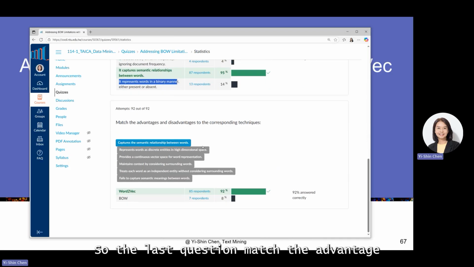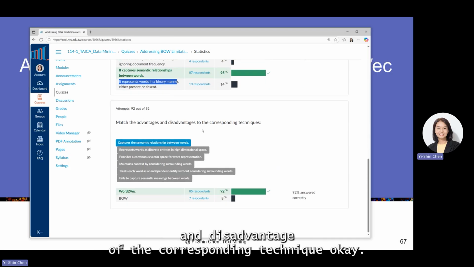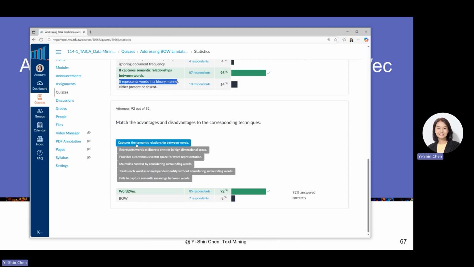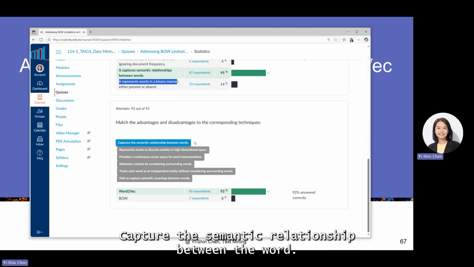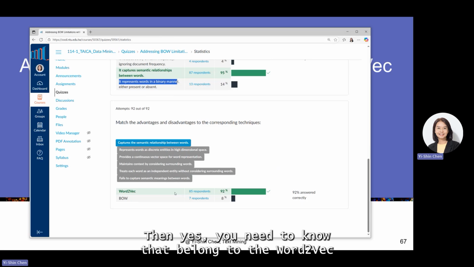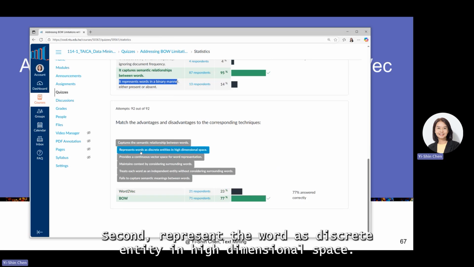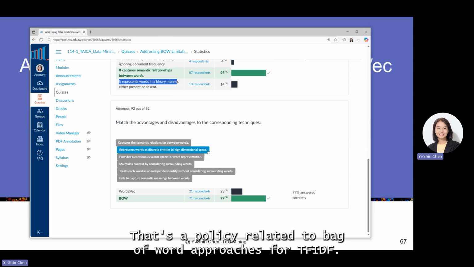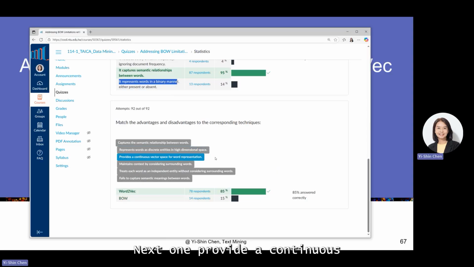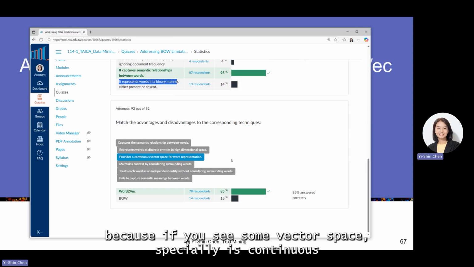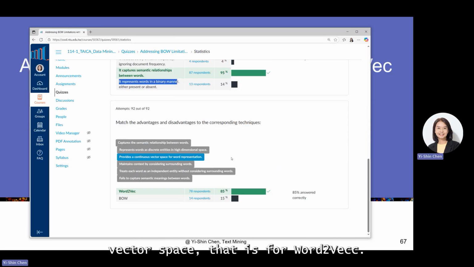Okay, the last question: match the advantage or disadvantage to the corresponding technique. Capture the semantic relationship between the words: you need to know that belongs to word2vec. Second, represent the word as a discrete entity in high dimensional space. That is supposedly related to bag of words approaches like TF-IDF. Next one, provide a continuous vector space for word representation. If you see a vector space that is spatially continuous, that is word2vec.